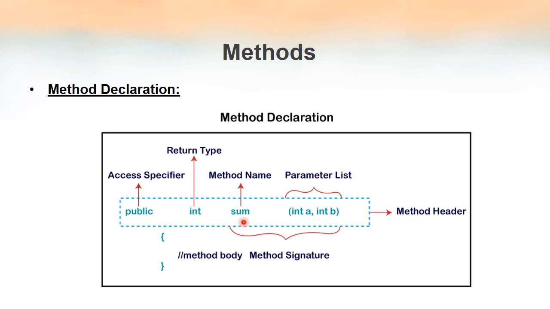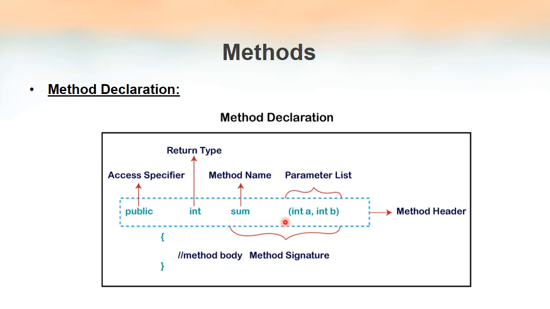Then comes the method name. Name of the method. It is actually an identifier that is mentioned by the programmer. We can give any name to the method, but the only thing is the method name must begin with a small letter. As you can see in this example, the method name is given as sum and the first letter is a small letter.